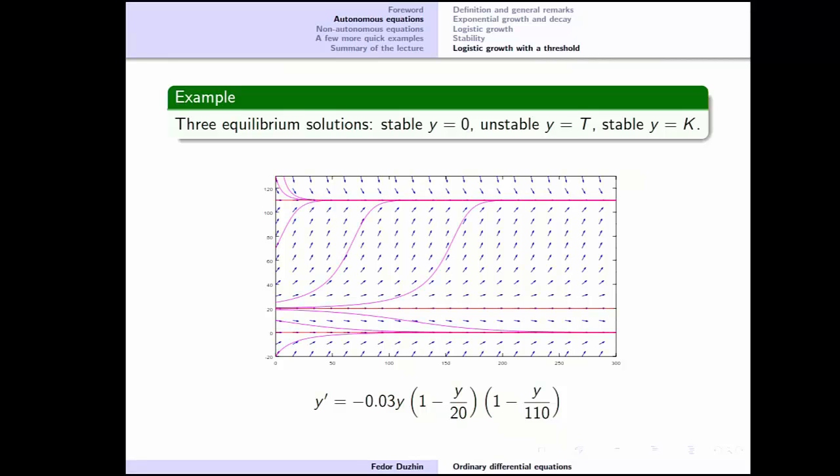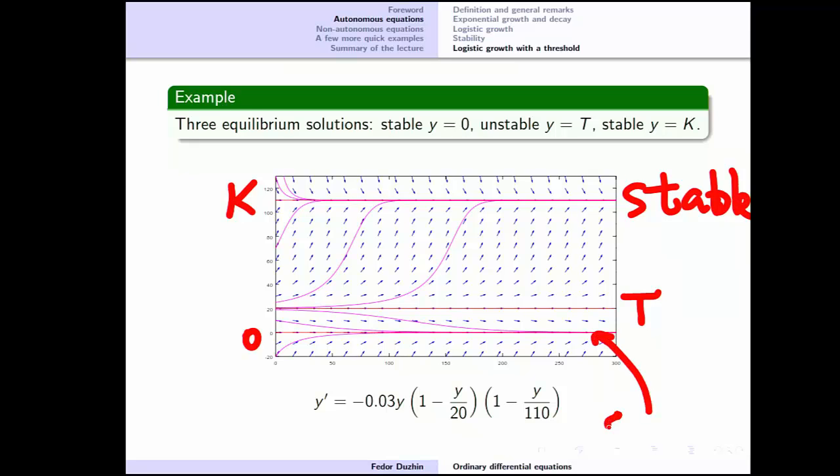So here you have two thresholds, and that's exactly what I mentioned. You have 0 here, T here, and K here. And now you can see that K is a stable equilibrium. 0 now is also stable. But the other threshold is unstable. So this is an unstable equilibrium.